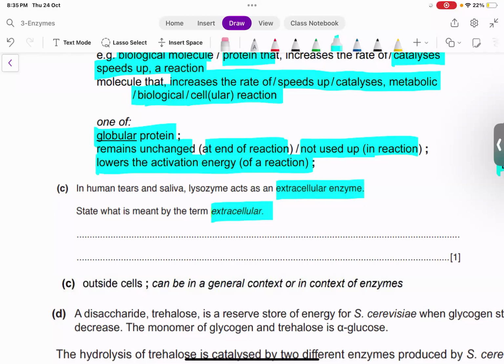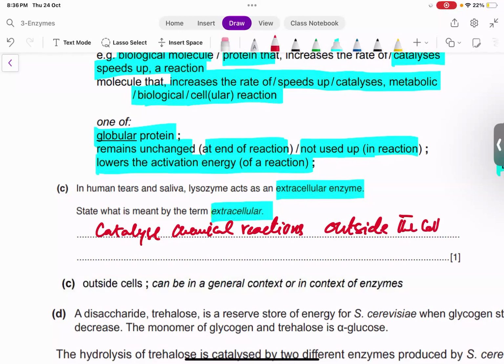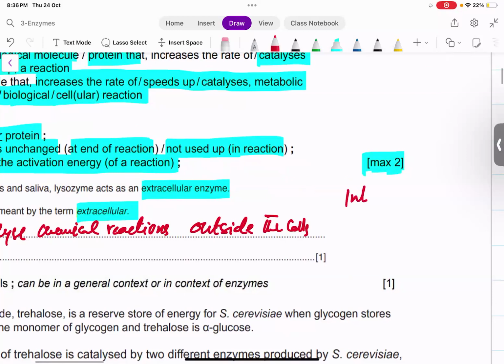State what is meant by the term extracellular. Means they act or they catalyze chemical reactions outside the cells. Okay. Or if there are intracellular enzymes, they catalyze chemical reactions inside the cell.